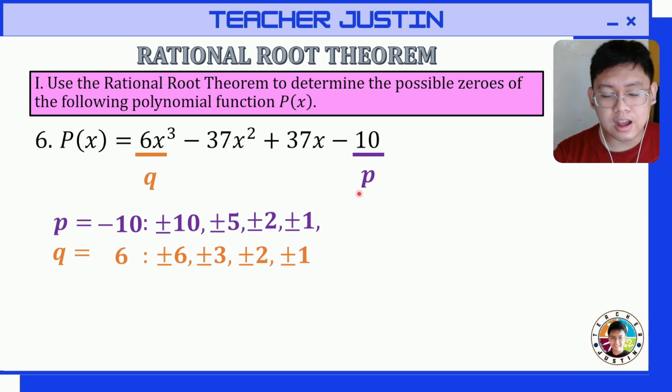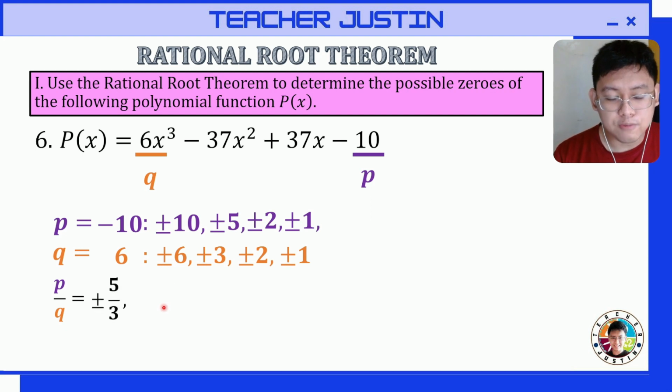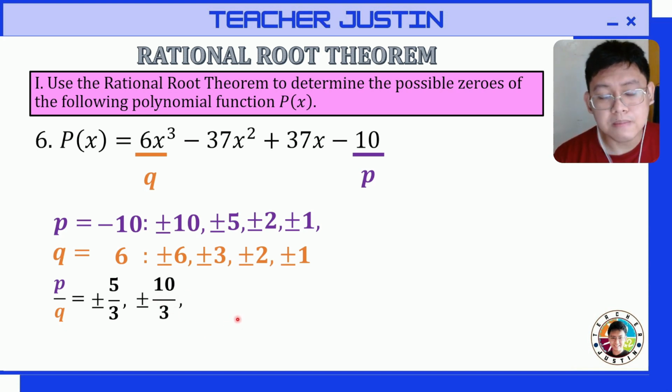So, after getting our factors of P and Q, ang susunod nating step is for us to get the ratio of P and Q. So, we will divide the factors of P by the factors of Q. So, let's start first with 10 divided by 6. That will be 5 over 3. So, positive, negative, 5 over 3. Then, let's divide 10 by 3. So, 10 divided by 3 is 10 over 3. Positive, negative, 10 over 3.